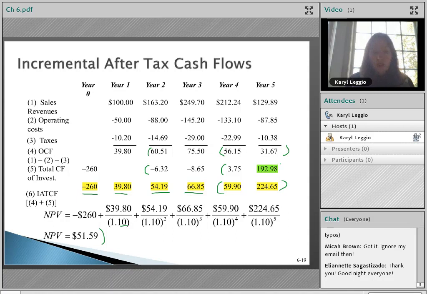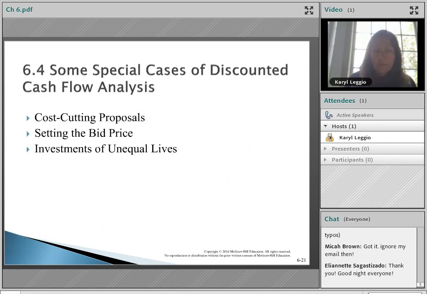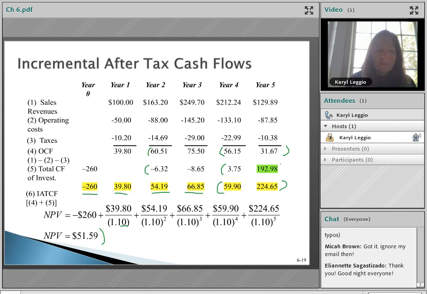So in essence, what you would say, if we expend $260,000, if you take into consideration all of the projected cash flows and the riskiness of these cash flows, our company is going to be better off. And the amount that we're better off is $51,590. If you're using your calculator, there's the calculator keys for this. And that is essentially the entirety of the Baldwin example.